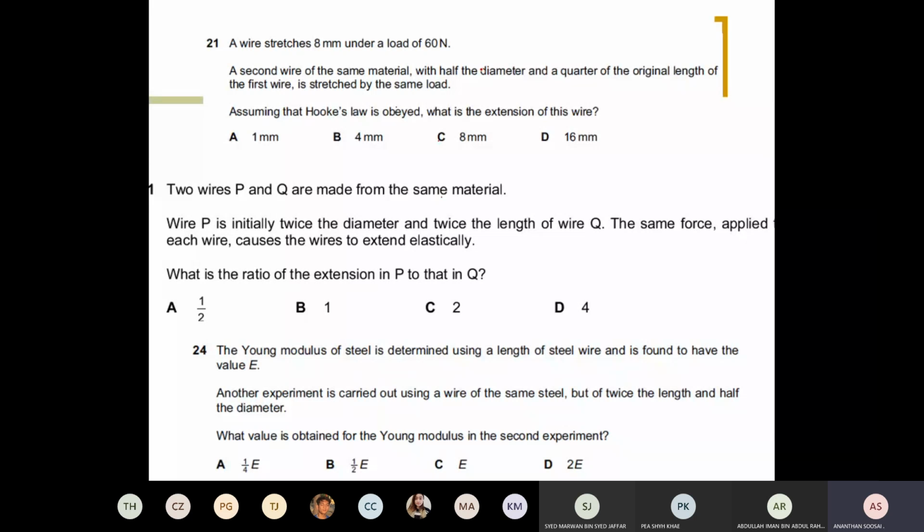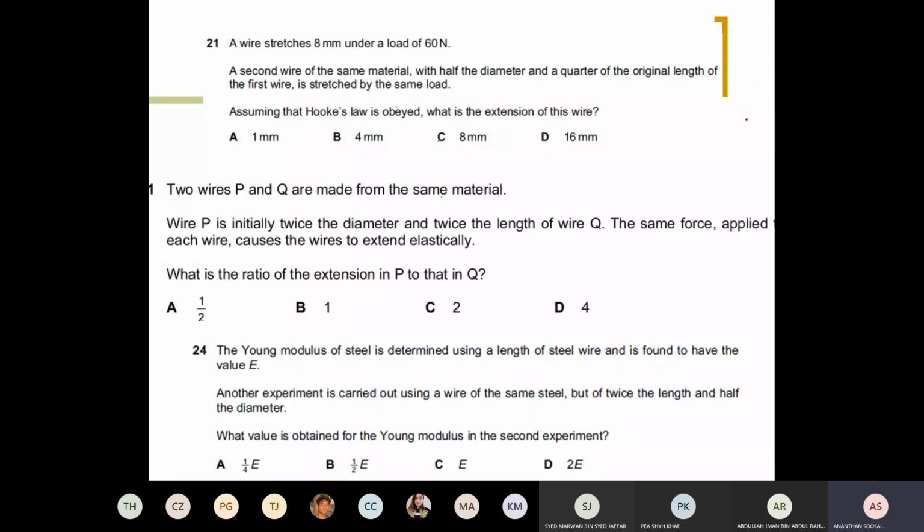So 24, the answer is E. Reason: both are made of the same material. Therefore, if you increase the length or increase the cross-sectional area, it won't change the Young modulus. The Young modulus is E. Any questions? No questions? So everyone agrees E, because same material, both are steel.